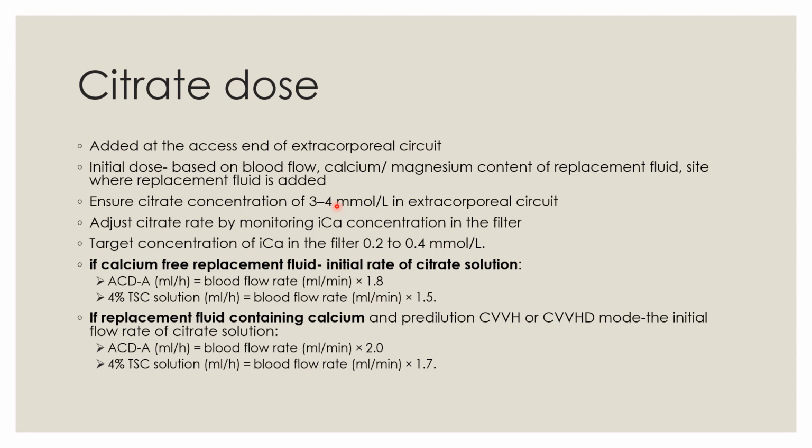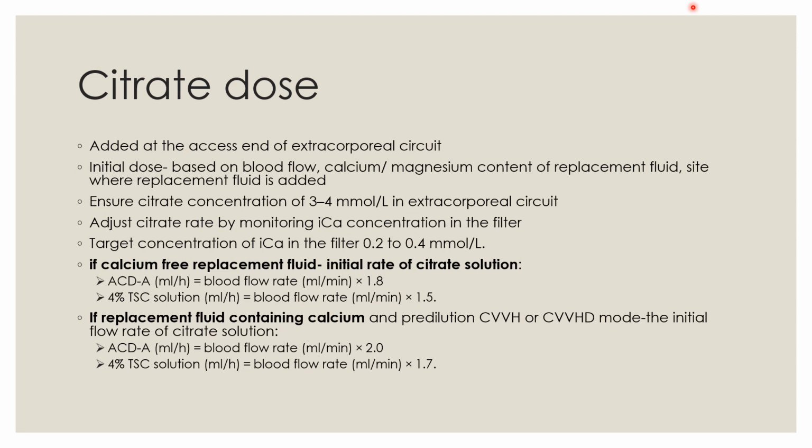To supplement the calcium lost in the effluent through the filter membrane, extra ionized calcium is infused in the return end of the extracorporeal circuit or directly to the patient via central vein to ensure normal serum calcium in the patient. It is very important to monitor the concentration of ionized calcium in the patient's systemic circulation, sampled from the patient's artery or vein or from the access end of the extracorporeal circuit.